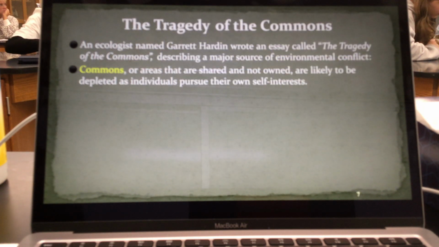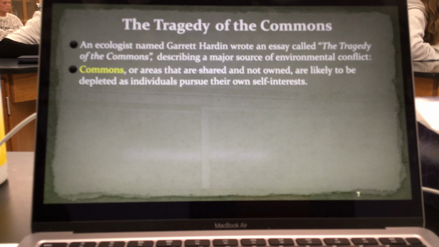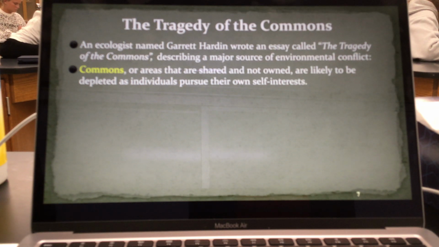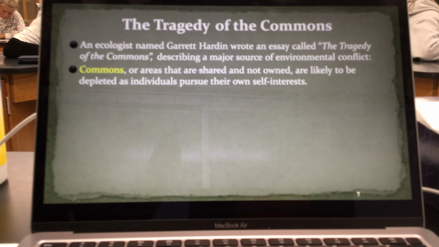All right, Tragedy of the Commons. That's just an essay that this Hardin guy wrote that described a major source of environmental conflict. Environmental conflict is just where you have different sides that have different viewpoints and different results than intended. So commons are just an area that's shared and not owned, likely to be depleted as individuals pursue their own self-interests, right? We all have our own self-interests when it comes to how we should handle, specifically, a piece of land or something. So this idea of tragedy of the commons means there was some conflict and consequences that were unintended. Looking back at the unintended consequences, they kind of go hand in hand here.